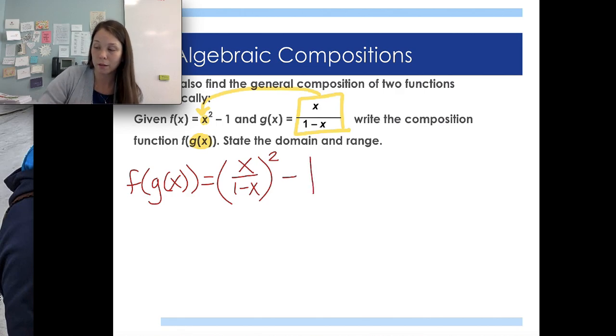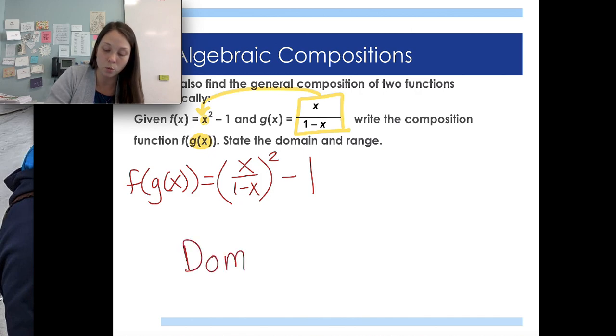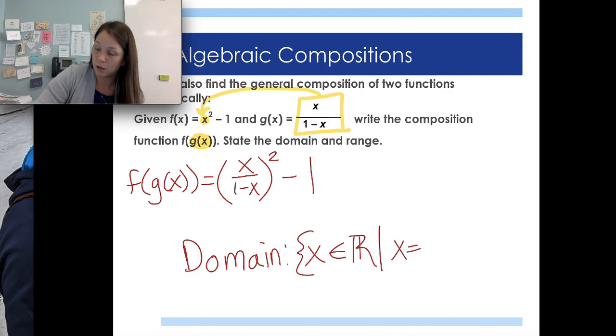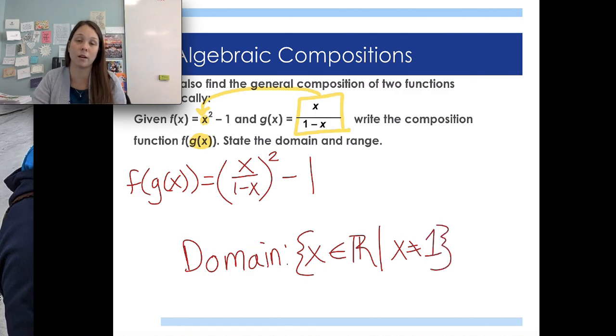I do have a domain restriction. My domain restriction is that x is not allowed to equal 1. So x can be an element of any real number with the exception of 1, because that would give us 0 in our denominator.